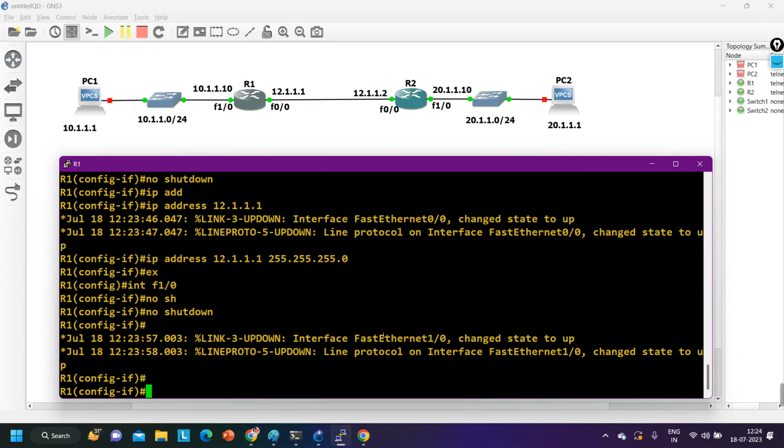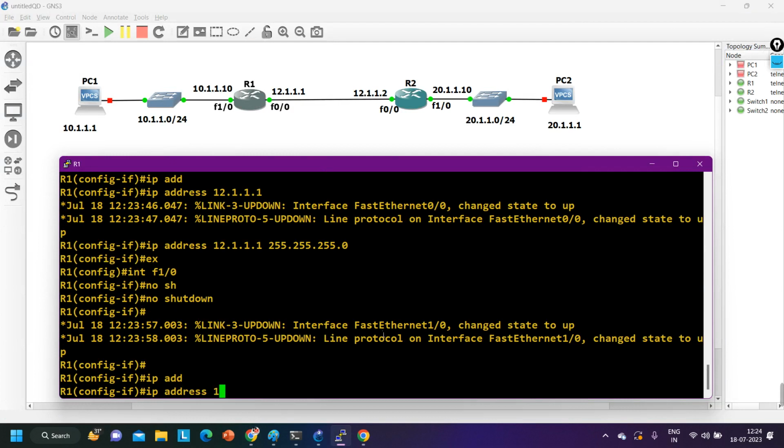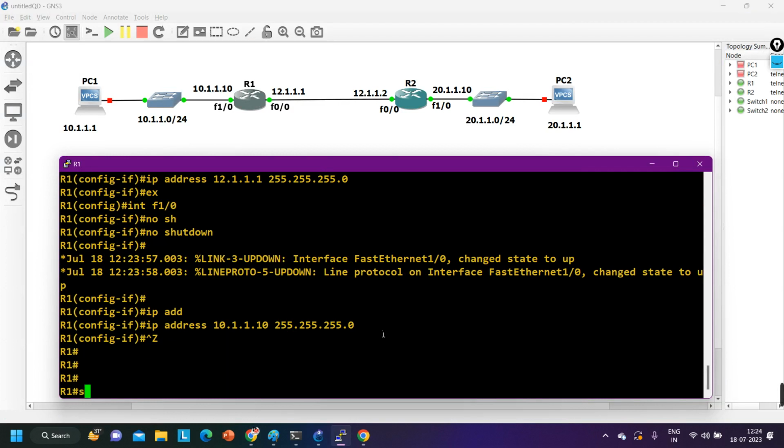Yes. So on F1/0, I am going to configure IP address 10.1.1.10, 255.255.255.0. So I have then configured the IP address.